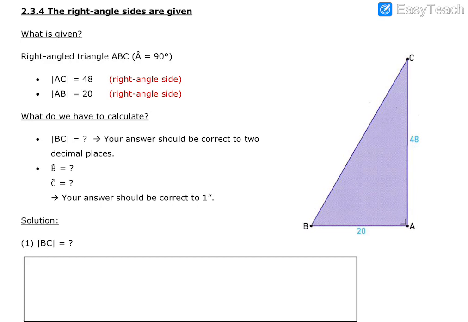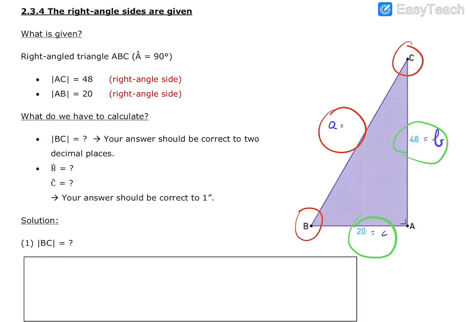So, this exercise always starts the same way. You're going to add small letters. You're going to circle the elements you know. In green and red, you're going to look for the elements you don't know. And the given and the asked, you're going to simplify that by writing B is 48, C is 20, and we're looking for B, C, and A.